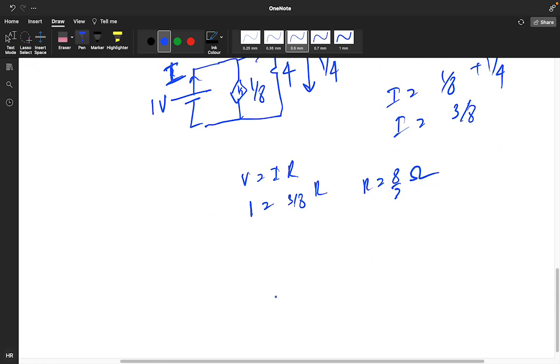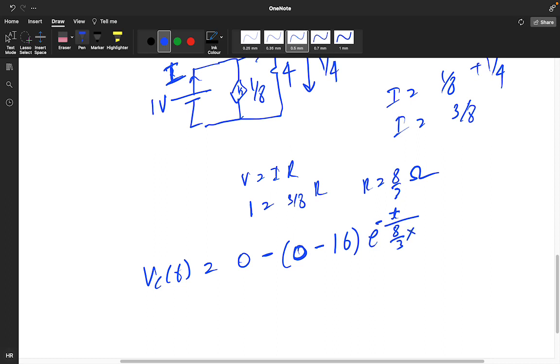So what value of VC of t will you get? VC of t will be VC of infinite, that is 0, minus VC of 0 that we got as 16, e power minus t by RC. So 8 by 3 into C value is 1 by 16, so 1 by 16 will go upside. This will get cancelled out. So VC of t value you are getting 16 e power minus 60. This 3 will go upside. So 60 you will get.